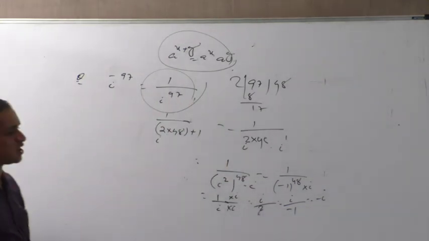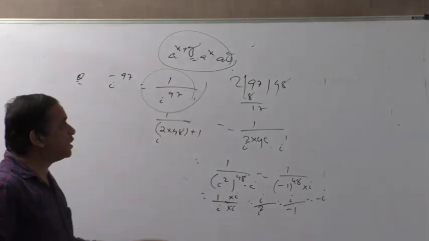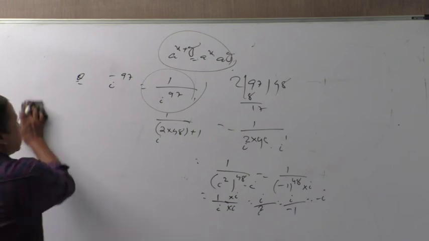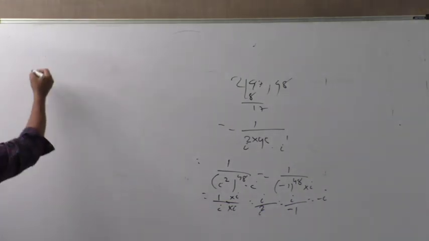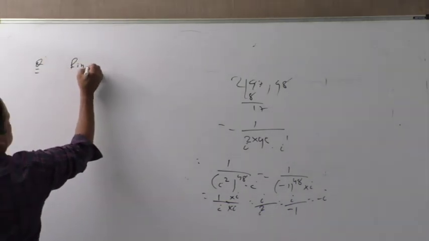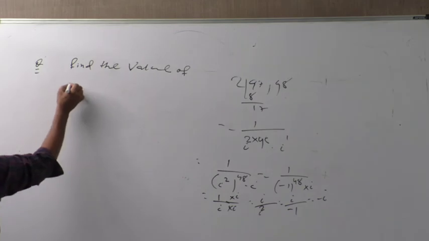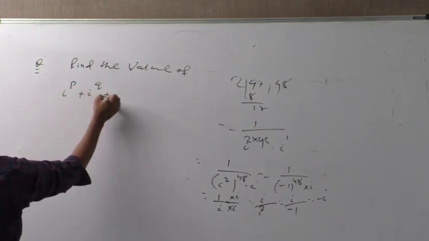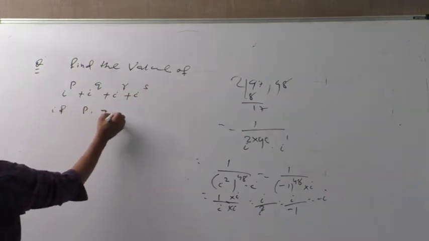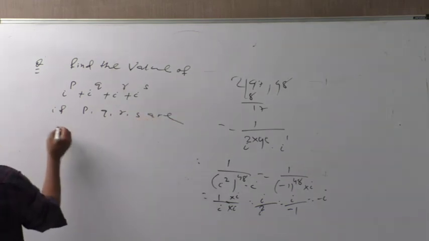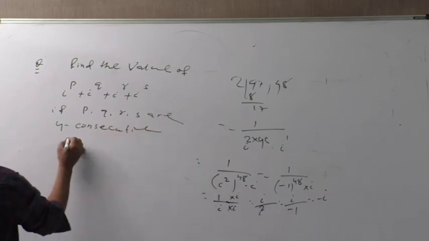So in this way we can express the integral power of i in a particular number. That is called the integral power of i. So the last question I am going to discuss, the question is like this: find the value of i to the power P, i to the power Q, i to the power R, i to the power S, if P, Q, R, S are 4 consecutive natural numbers.